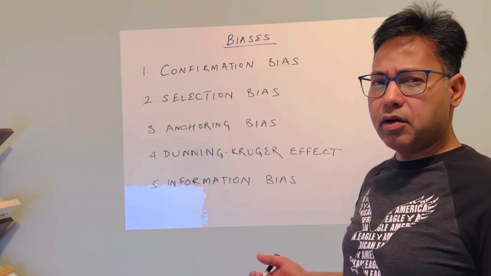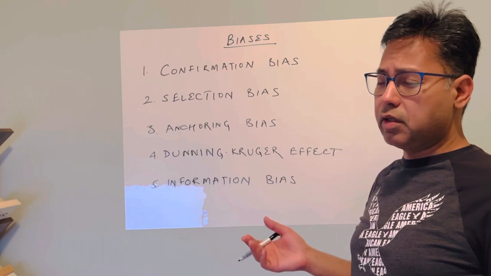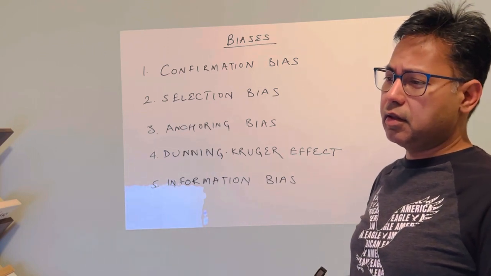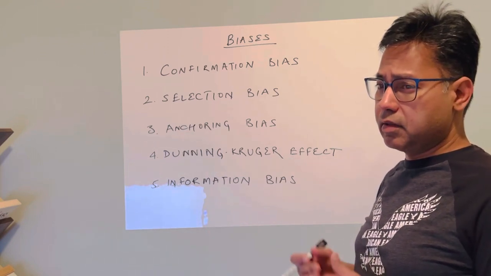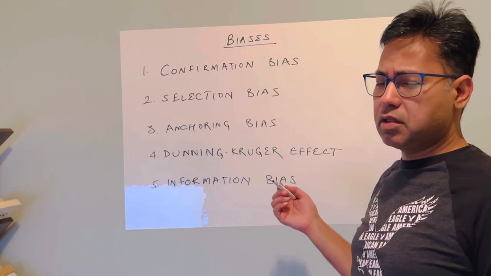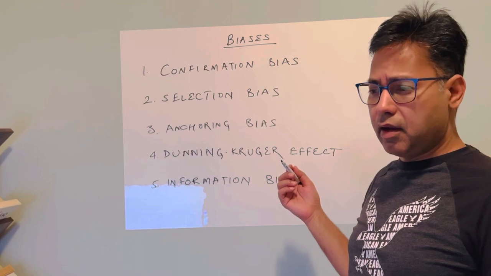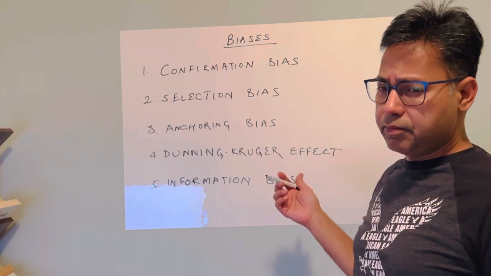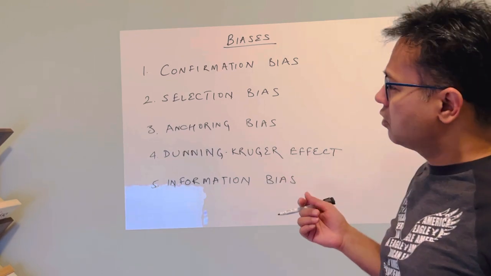I believe there are about 14 different kinds of biases that we have learned about, and I would like to talk about five of these, which I feel are pretty important for all of us to know.